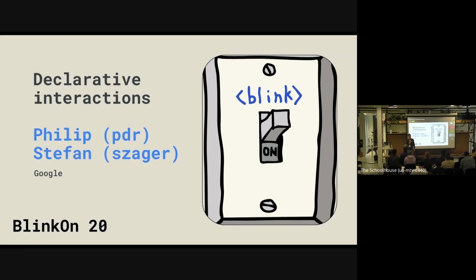We're going to give a two-part talk about declarative interactions. At a high level, this is a way to make interactions feel snappier on the web, and it's a way that we think can be integrated into existing content.